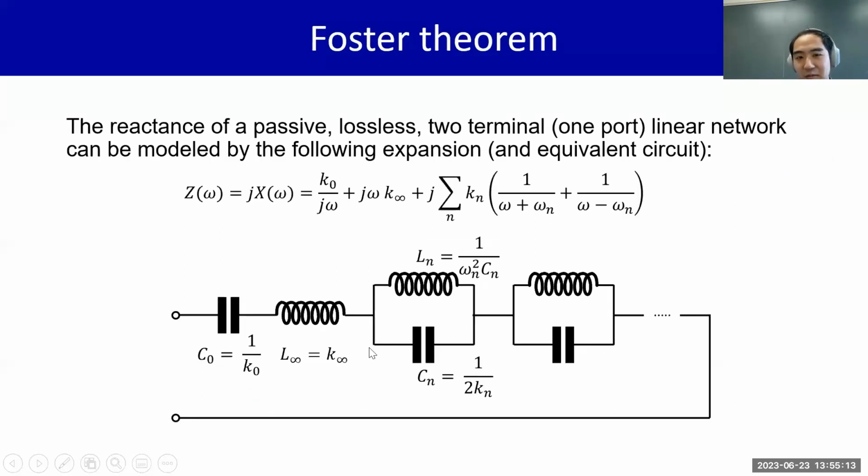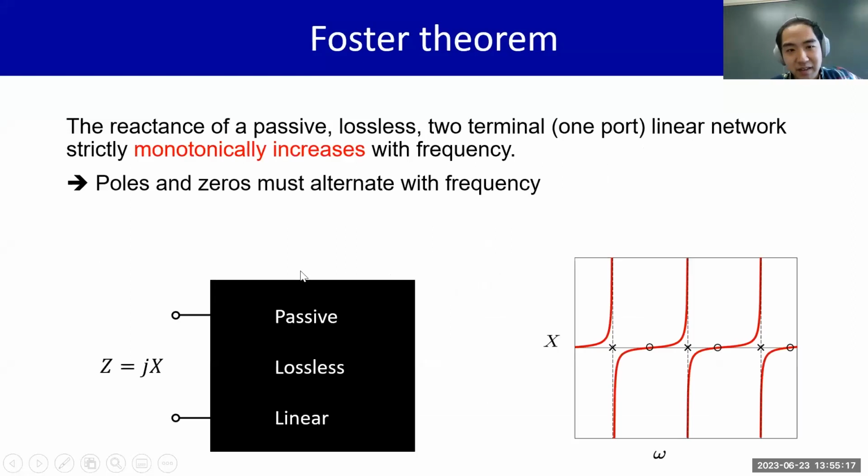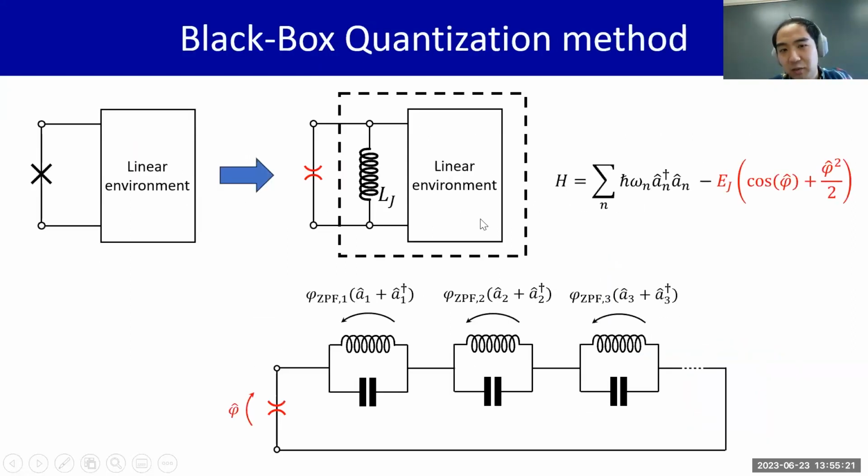So with this Foster decomposition of any passive lossless two-terminal network, we can now think of this network as whatever linear environment is seen by the Josephson junction, which in our case can be a junction seeing two paths and then enveloped in a 3D cavity, etc. So I envelope everything else apart from the junction into that linear environment.